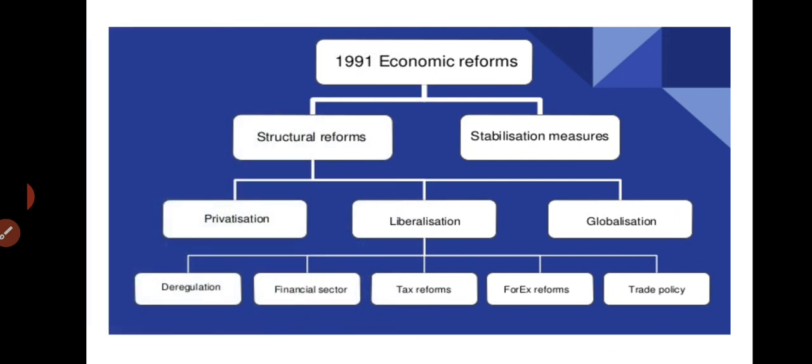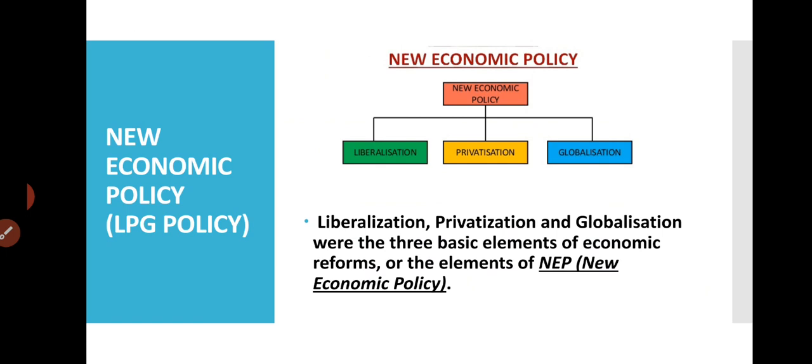We can understand this with the help of this image also. 1991 economic reforms, they were of two kinds: structural reforms and stabilization reforms or measures. And structural reforms comprise privatization, liberalization, and globalization. So we will study about liberalization only today. There were lots of reforms or changes brought under liberalization. We will see to it today. So this new economic policy only is termed as LPG: liberalization, privatization, and globalization.